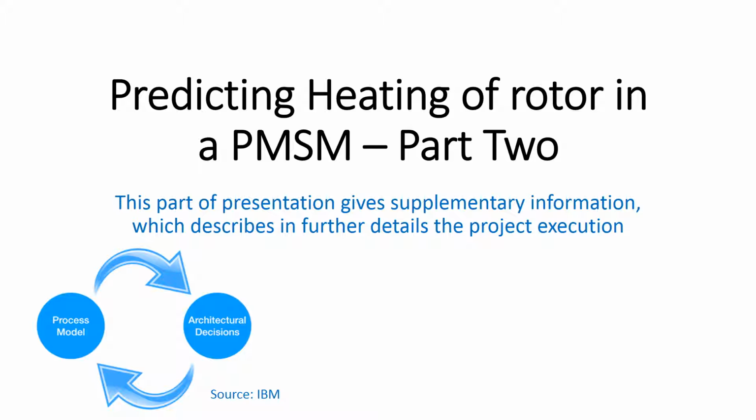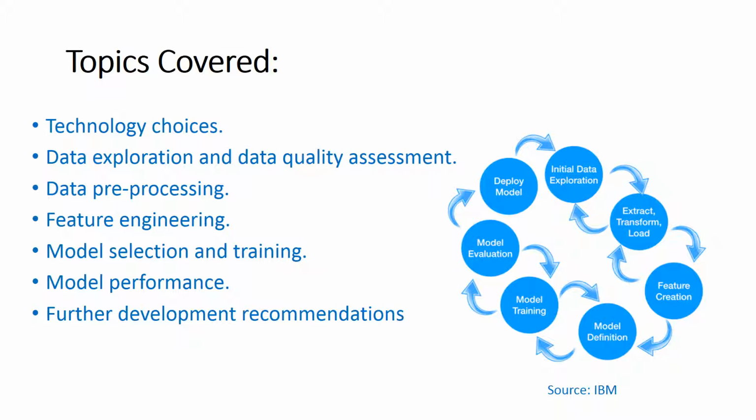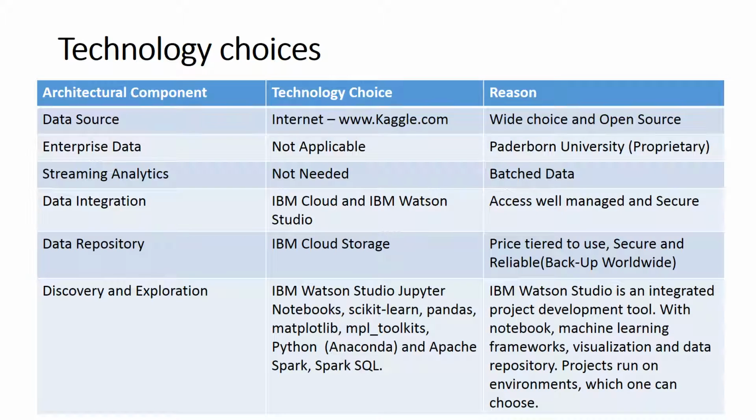I move on next to part 2 of my presentation, where I would give more supplementary information that describes in further details the project execution. The topics covered in this part comprise technology choices, data exploration and data quality assessment, data pre-processing, feature engineering, model selection and training, model performance, and then some closing remarks on the further development recommendations or further explorations.